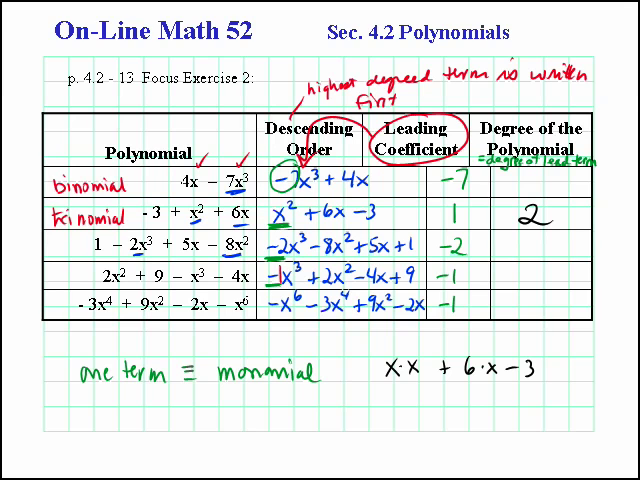Back to the first one, it has a degree of 3. The leading term degree is 3, so the degree of the whole polynomial is 3. And again, we can't decide on the leading term until after we put it in descending order. So don't make that decision here. Write it in descending order and then decide what the leading term is. We can find the lead coefficient and the degree of the polynomial from that single term.